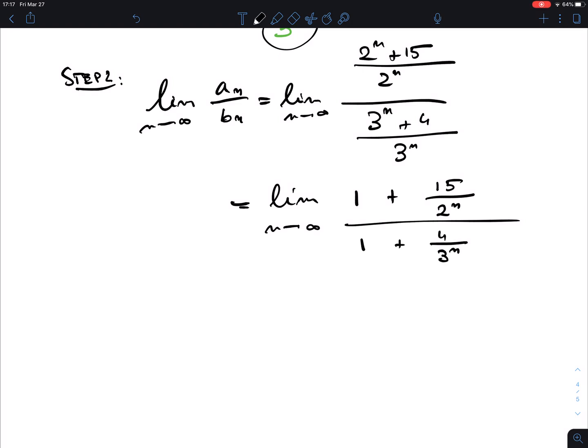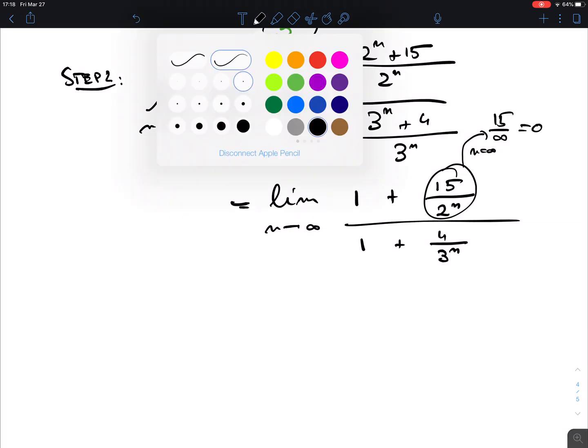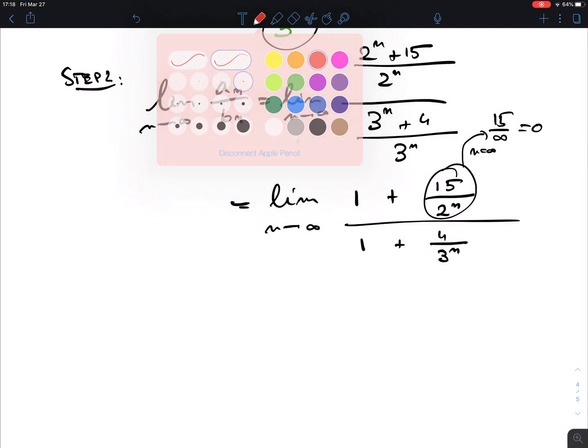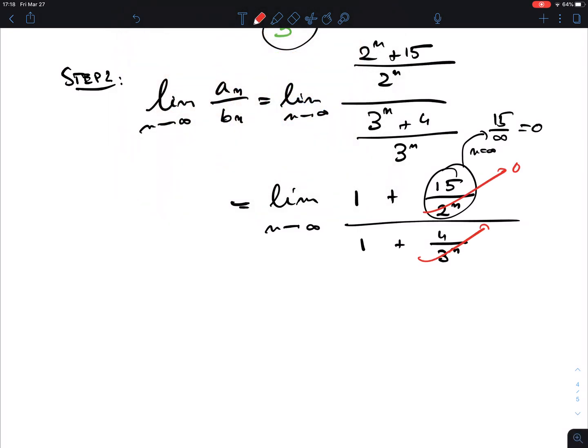Now what's the deal here? Of course, if I put infinity in this guy here, so n equals infinity, what do we get? 15 over infinity, and 2 to the infinity is infinity, so that's 0, right? So again, exactly the same thing. This is going to be 0, and this is going to be 0, so the answer is 1. What does this mean? Nothing.